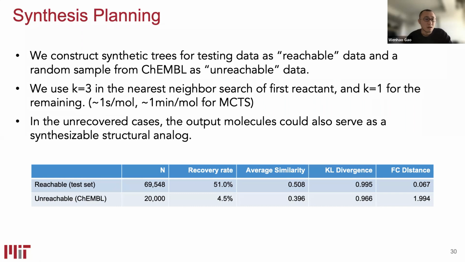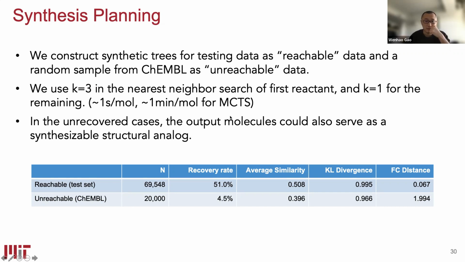And we use k equals 3 in the nearest neighbor search of the first reactant and k equals 1 for the remaining. Because of the amortized approach, instead of a full tree search, it only takes about 1 second to plan a synthesis pathway for a molecule, compared to previously 1 minute.